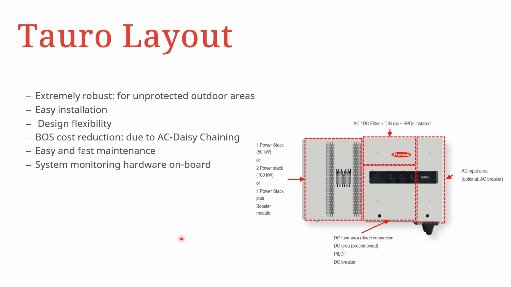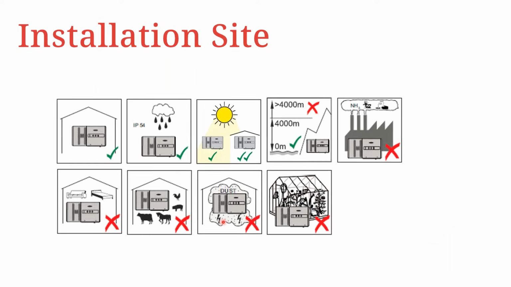Good. The tower, as we know, is extremely robust and is suitable for installation in unprotected outdoor areas. One beautiful feature about it is that you can daisy chain the Fronius tower, meaning you can interconnect the AC terminals in series with another one. Another feature is that it can be installed horizontally, that is, facing upwards. So let's see more about this.